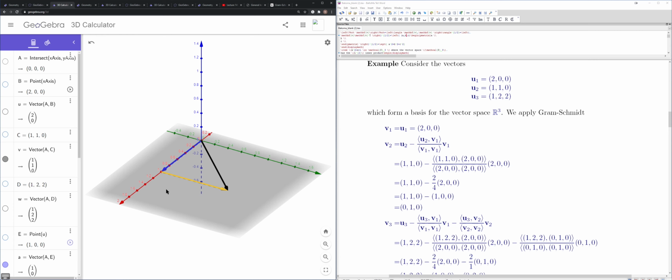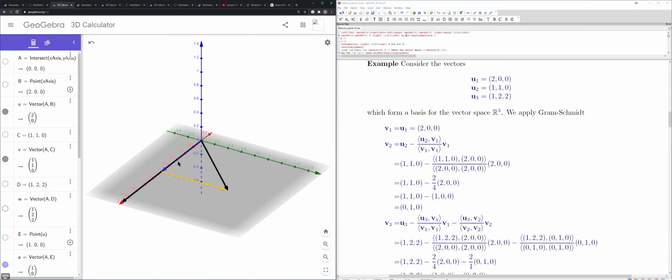And what you want to notice is this V2 here is in fact perpendicular to V1. V1 is in the direction of the blue arrow. This is the V1 here, V1 is (2, 0, 0). And this yellow V2 is now perpendicular to V1.